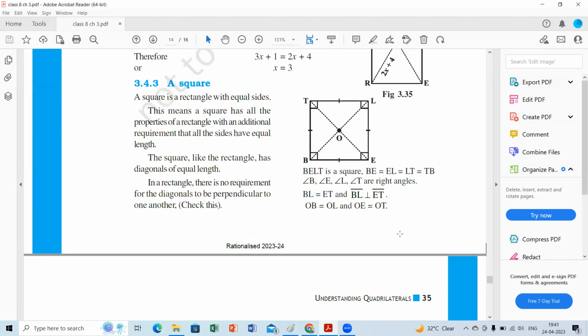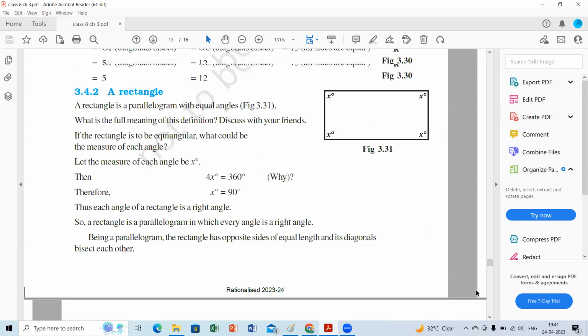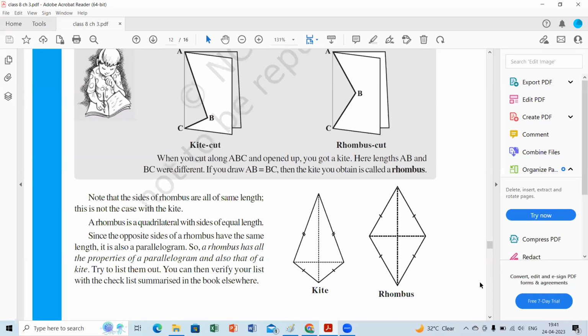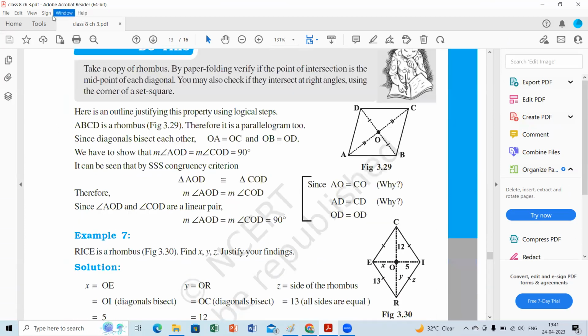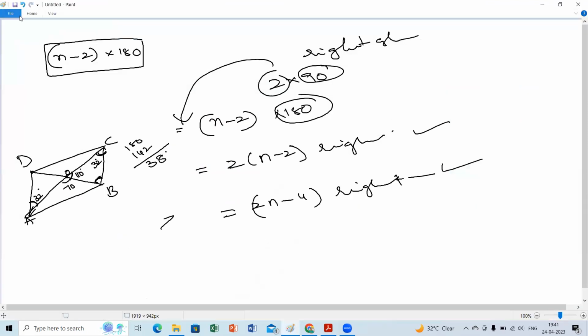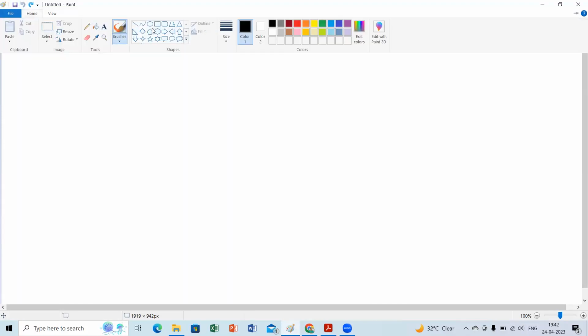Next, ma'am, I have a question that I solved recently, about a rhombus. Can I share it? Can you draw a rhombus? Yes, one minute. A rhombus means all sides are equal, children. I'm drawing approximately. First draw the diagonals and then join the end points of the diagonals.